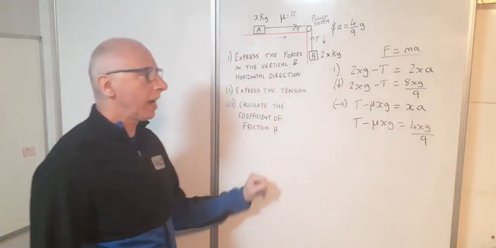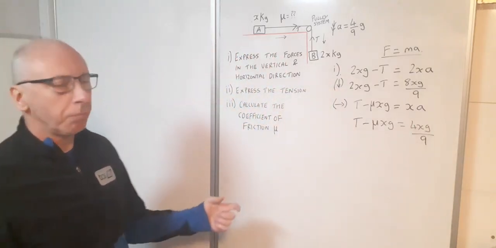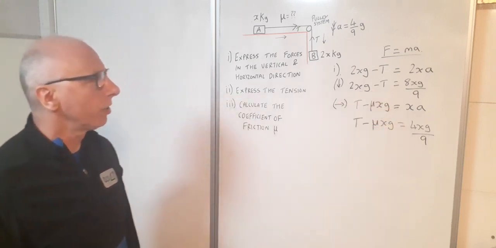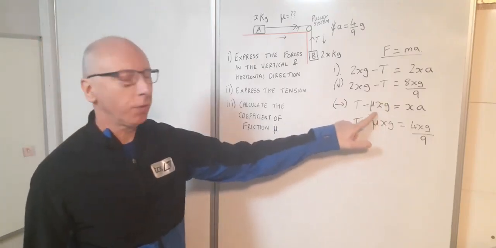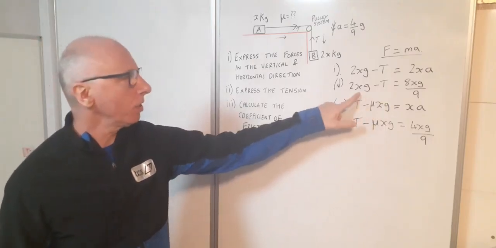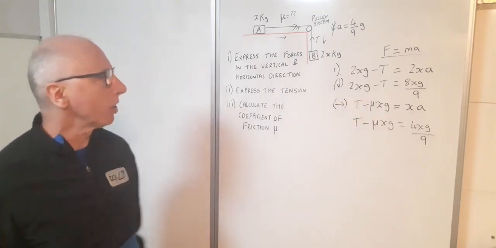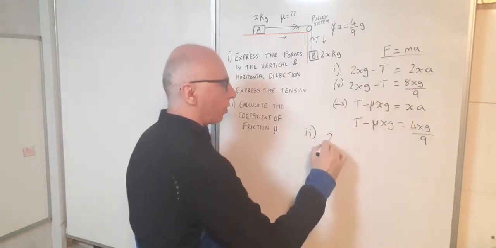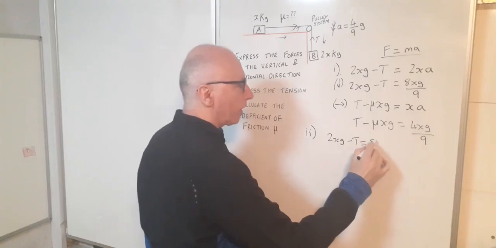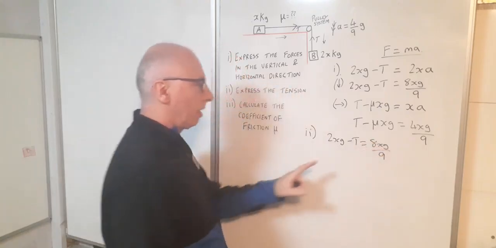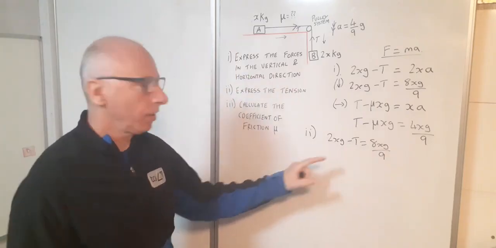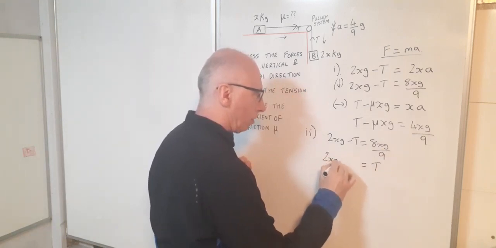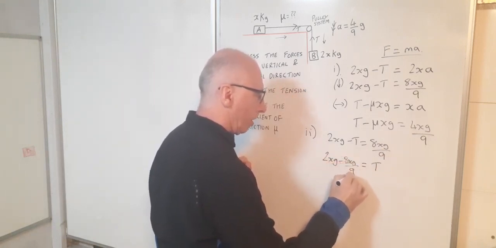Okay, so with that we can now try and isolate our tension. Now this one here looks like the easiest one to do it with, because here we've still got our coefficient mu to contend with. So I'm going to use this one in the vertical direction. So tension, so part 2. So we've got 2xg minus T equals 8xg over 9. Let's bring the T over here and the 8xg over 9 over here. So then I've got T here, and then I've got 2xg minus 8xg over 9.